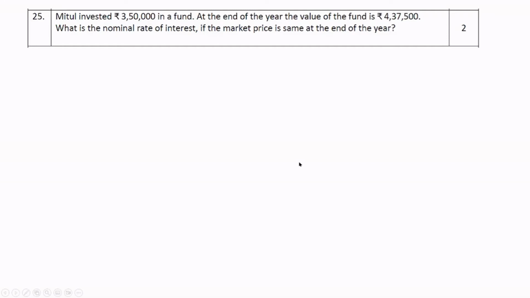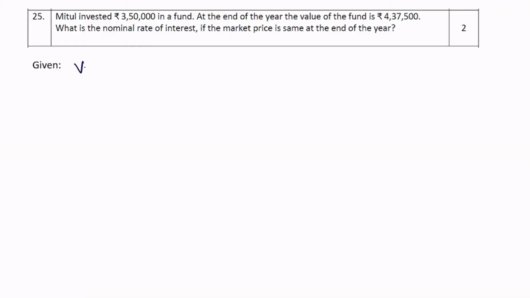Moving on to the next question. Mithul invested rupees 3,50,000 in a fund. At the end of the year, the value of the fund is rupees 4,37,500. What is the nominal rate of interest if the market price is same at the end of the year? Here we need to find the nominal rate of interest. The initial value of the fund and the final value of the fund is given. So this is very easy.